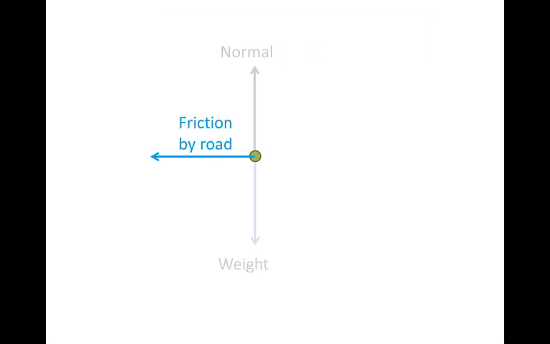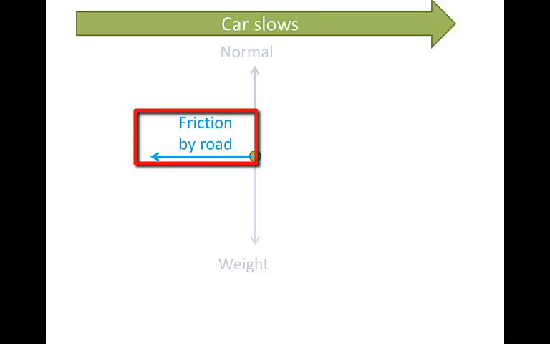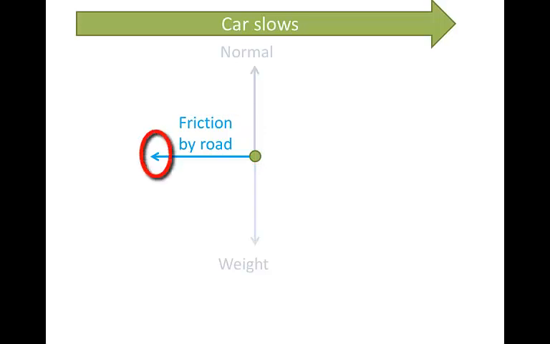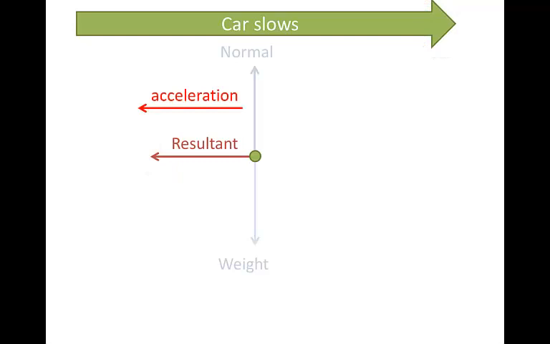Maybe the car's engine is off, it's freewheeling or whatever, and so the only force perhaps acting on this car is friction by the road. And so friction by the road is also the resultant force, and it acts in a direction opposite to the motion of the car, and it causes acceleration in the same direction that the resultant force acts.